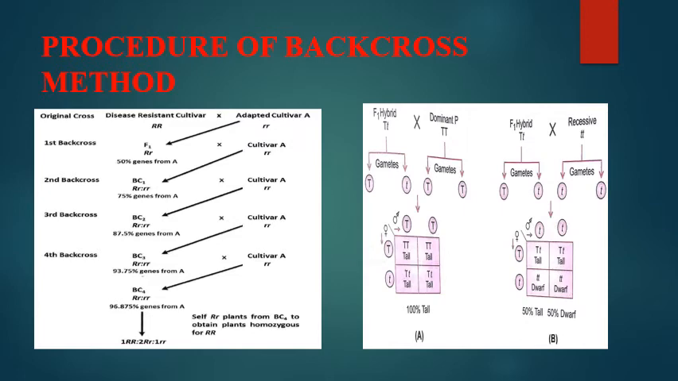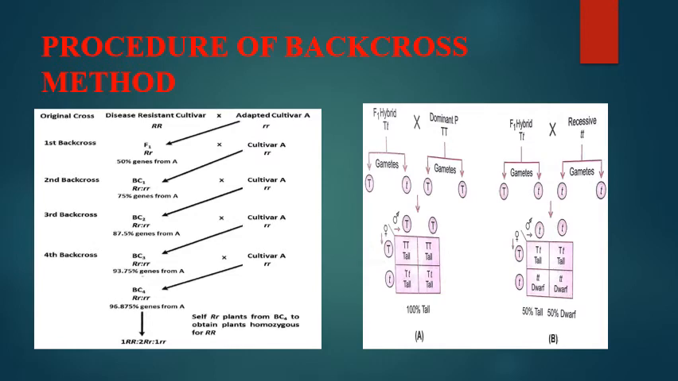So as a result of this backcross method, the resultant variety would be identical to the recurrent parent with high yielding ability and high adaptability, and also with the character of disease resistance which is obtained from the donor parent. This backcross method is of two types, based on the trait that is transferred. Either it may be dominant or it may be recessive.